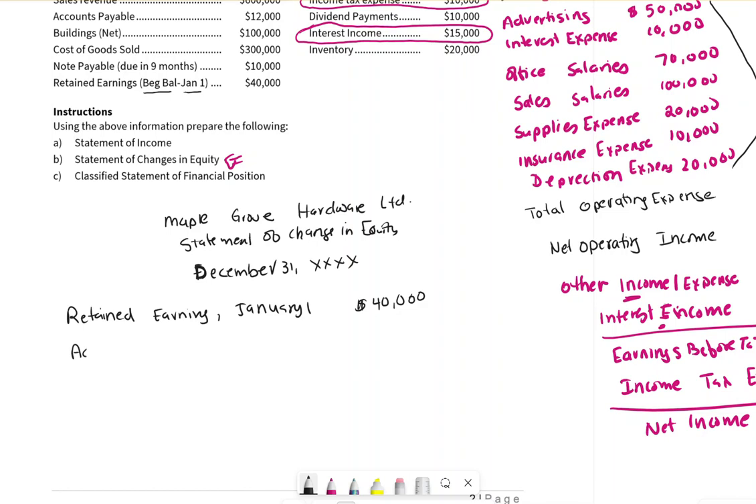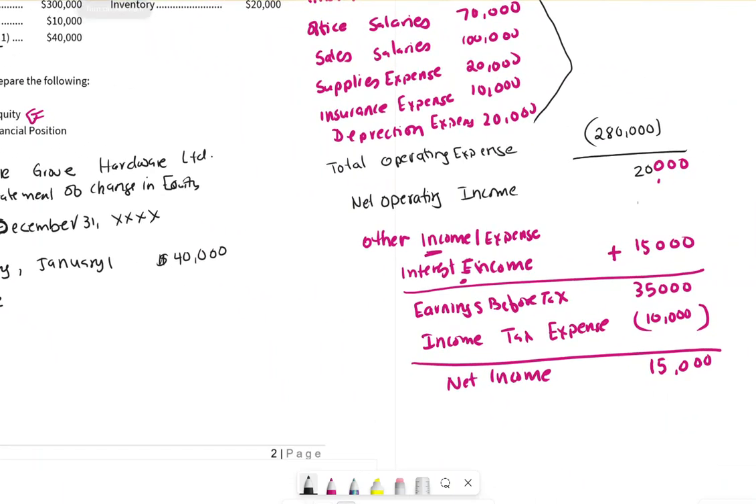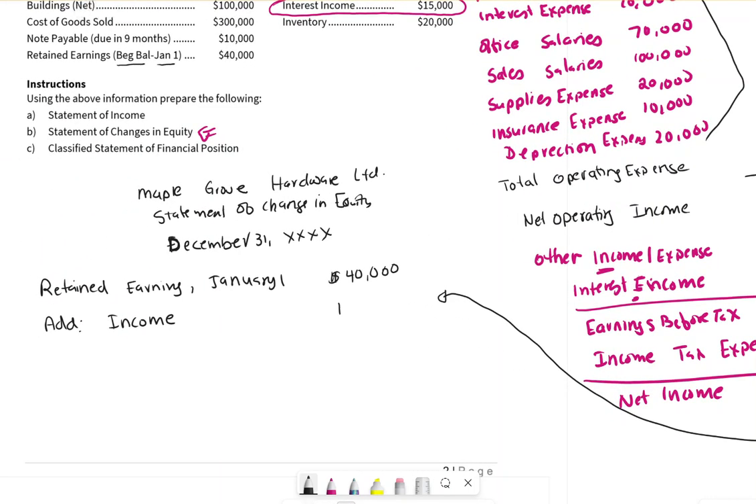The next thing that we do is add our net income or our loss. In this case, we calculated it earlier. My net income was 15,000. I take it to my equity and I add the 15,000 to it. Then we have something called less or deduct. What do we deduct? My dividend. If there was a dividend declared, it is deducted.